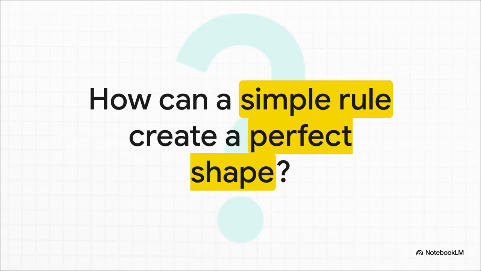So that's really the big question we're tackling, isn't it? How can one simple little rule create a shape with such perfect, unending symmetry? It seems almost magical. Well, that's the puzzle we're here to solve. Let's dive in and break down the circle's fundamental code piece by piece.